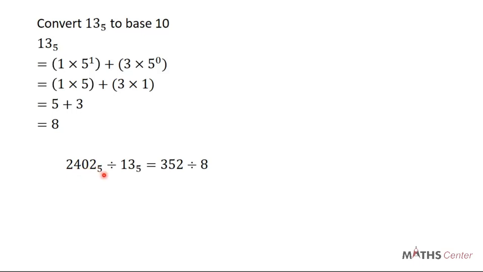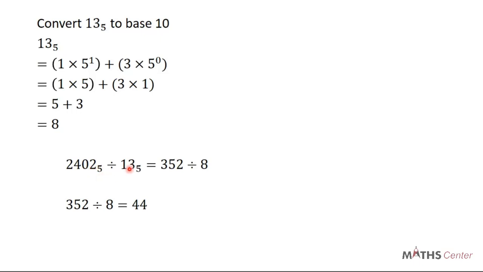So we can see clearly from here that 2402 base 5 in base 10 is 352. 13 base 5 in base 10 is 8. So we can divide this here. Remember, this division is done in base 10, so it's pretty easy. So 352 divided by 8 is 44. You can do this on a calculator since it's already in base 10. So you just punch 352 divided by 8. So it means that we now have our answer in base 10.